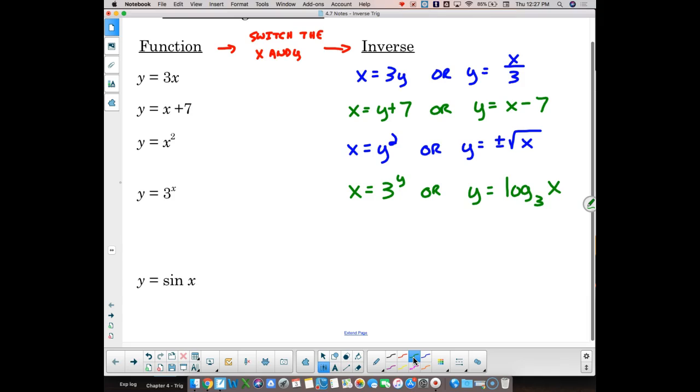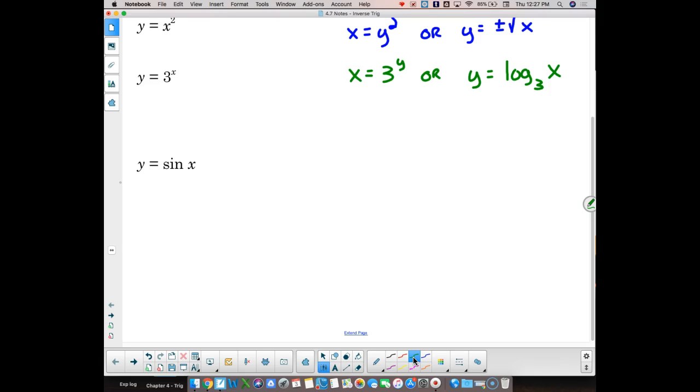What I want to focus in on today is the trig function of sine. We'll do sine today. Tomorrow we'll do cosine and tangent. And then Monday, Tuesday, we haven't quite figured out what we're going to do with that day yet.